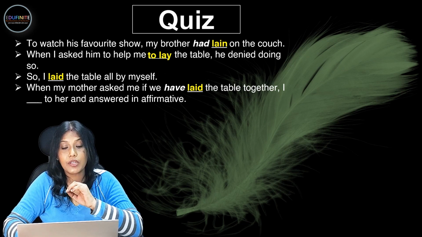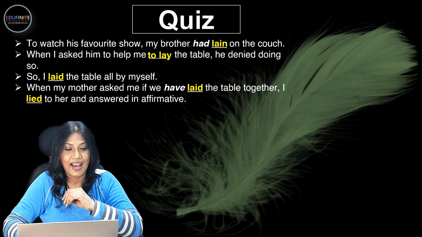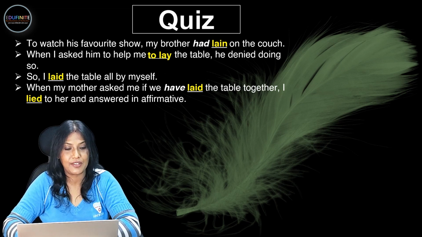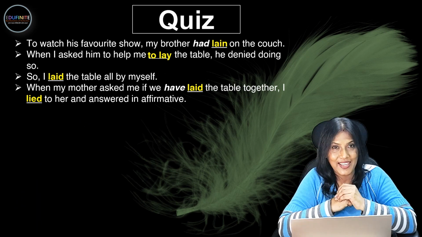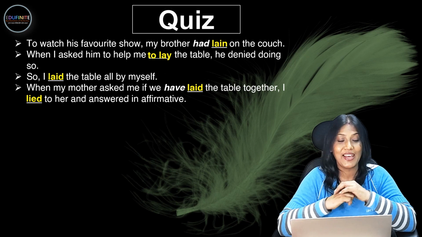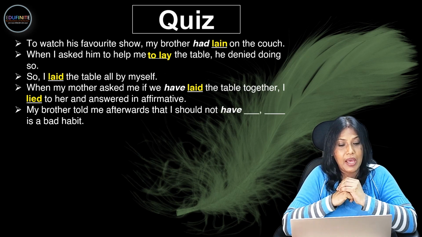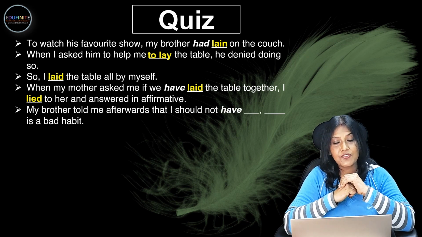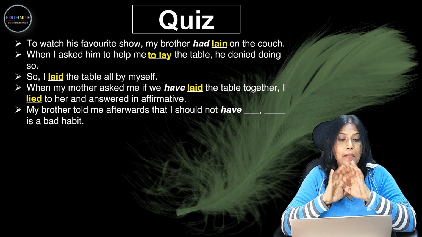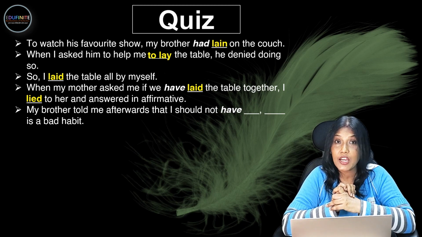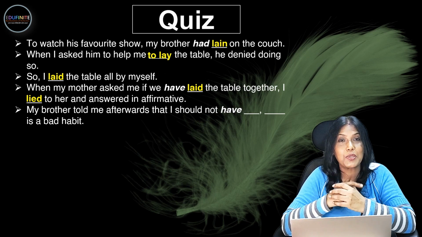And what did I do? I couldn't let him down. So I lied to her and answered in the affirmative. I said, yes, we have laid it together. Okay, so just try to save him. Then what happens? My brother told me afterwards. At that time he kept quiet, so let mother think that. But afterwards, what happened? My brother told me that I should not have what?